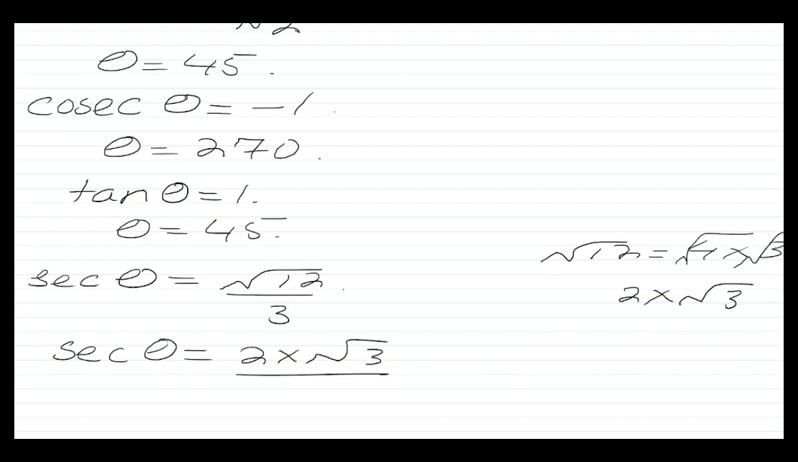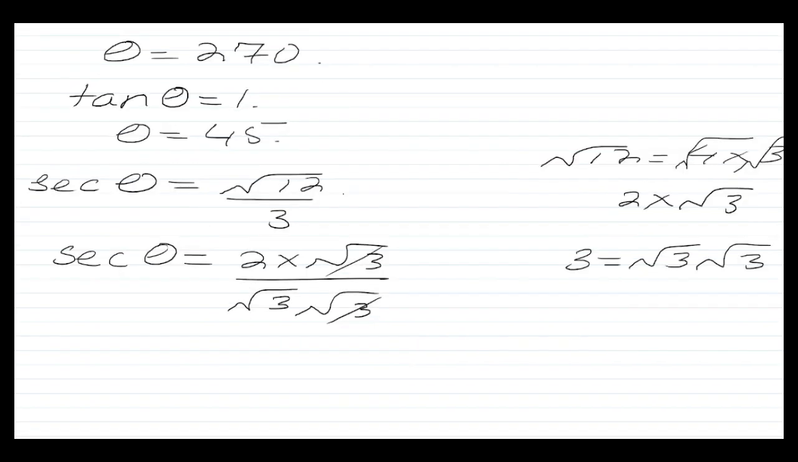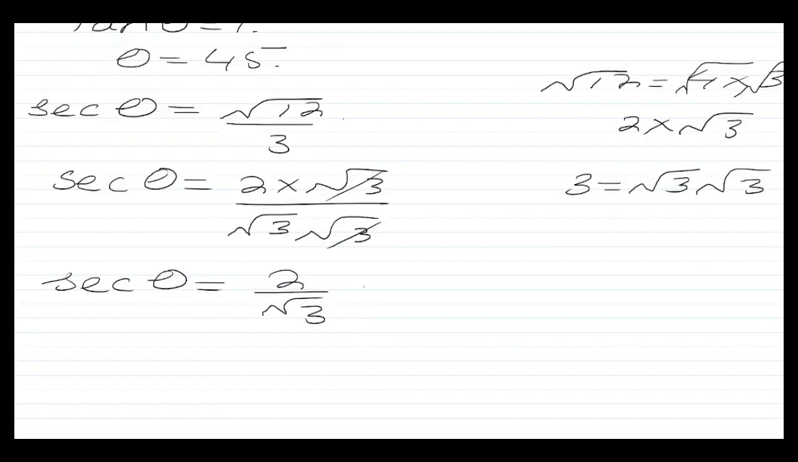But what is 3 equal to? We know that 3 is equal to under root 3 both times. So we will write that here, and under root 3 gets cancelled here. So we need to find the sec of theta, and it will be 2 by under root 3. So the theta will be 30 degrees.